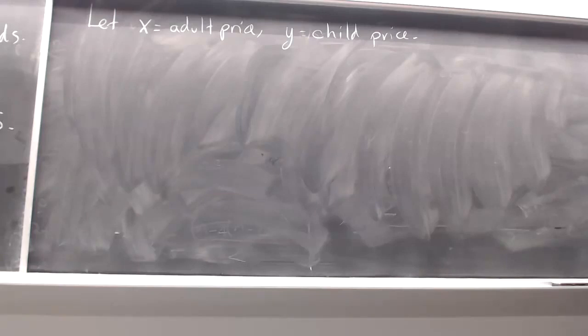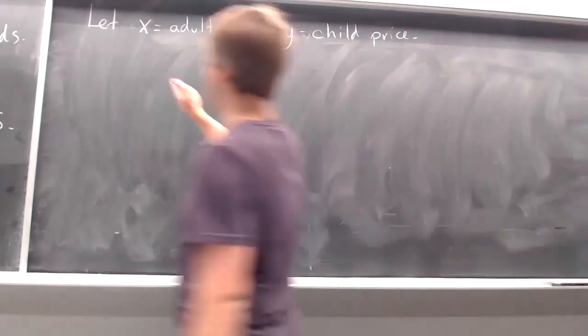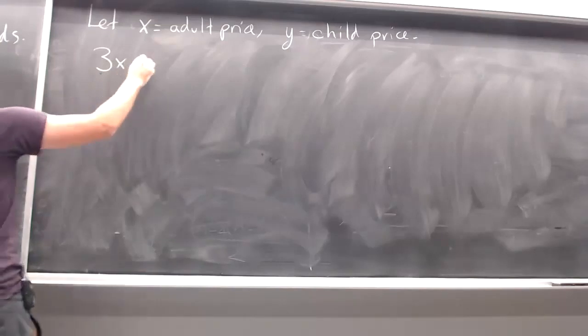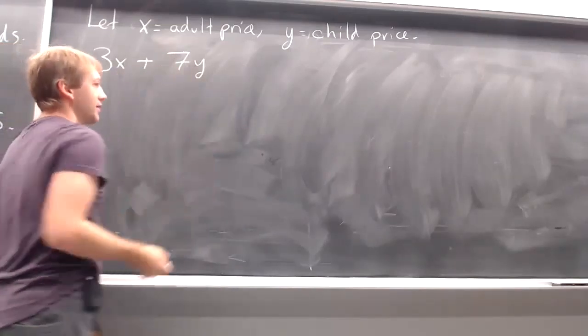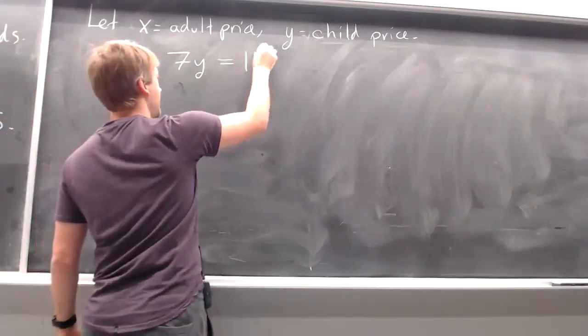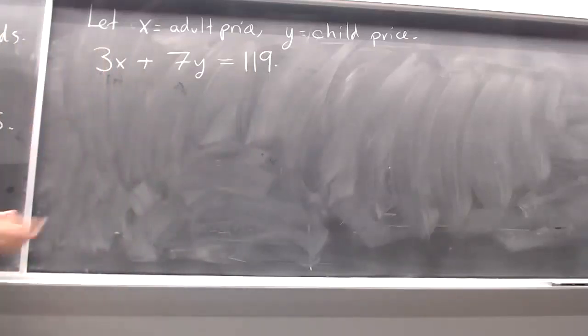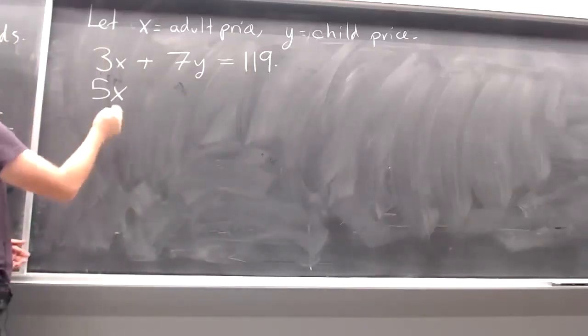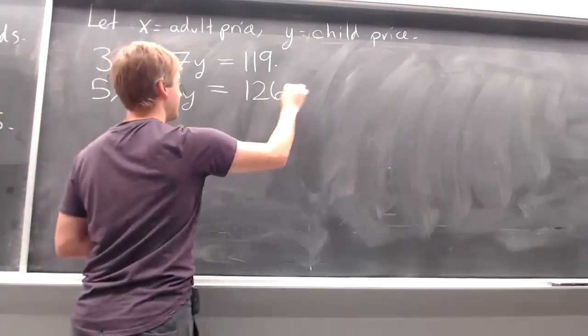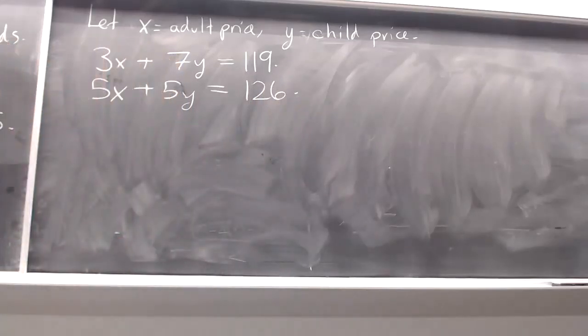Yeah? 3x plus 7y equals 119. Yep. Right, because we know 3 adults, so 3 times the adult price plus 7 times the child price. Those people paid $119, so this should equal 119, right? And then similarly, we've got 5 times the adult price plus 5 times the child price, and that should be 126. Okay, and our goal is to determine x and y.